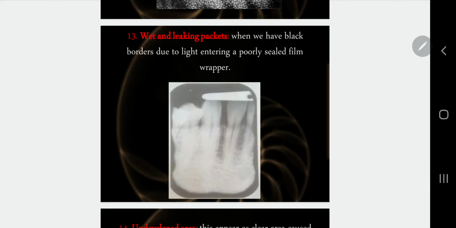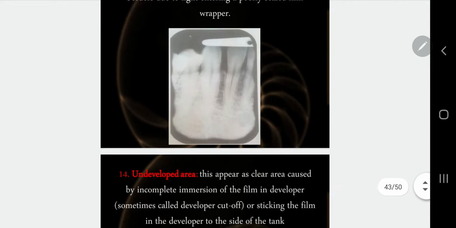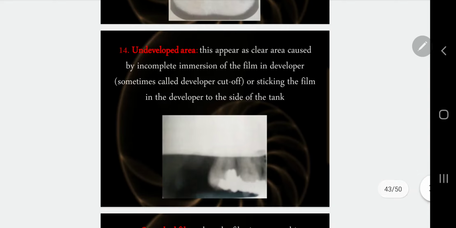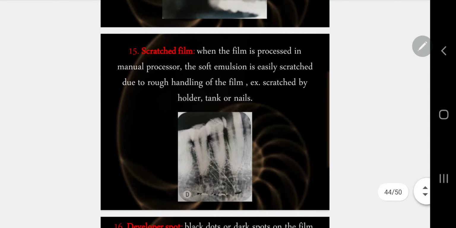Wet and leaky packets, when we have a black border due to light entering a poorly sealed film wrapper. Underdeveloped area appears as a clear area caused by incomplete immersion of the film in the developer, or sticking of the film in the developer to the side of the tank. Scratched film, when the film is processed in a manual processor, the soft emulsion is easily scratched due to rough handling of the film.